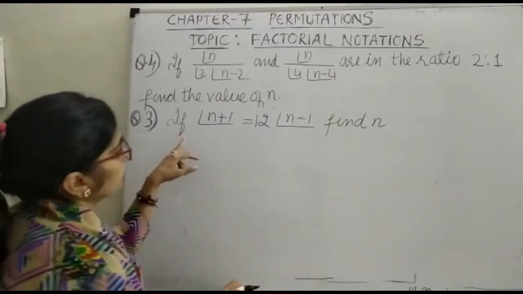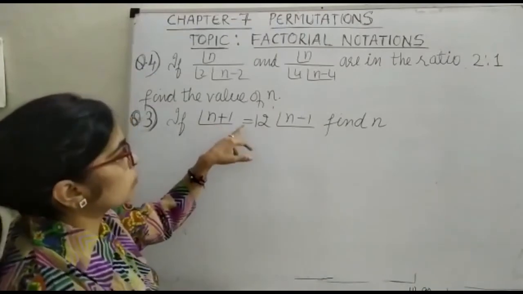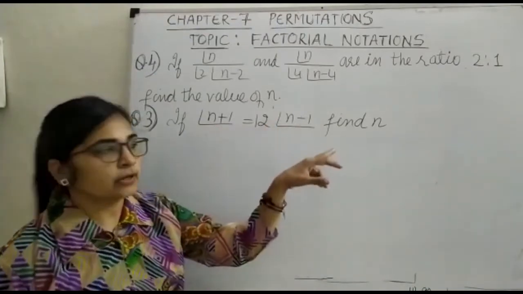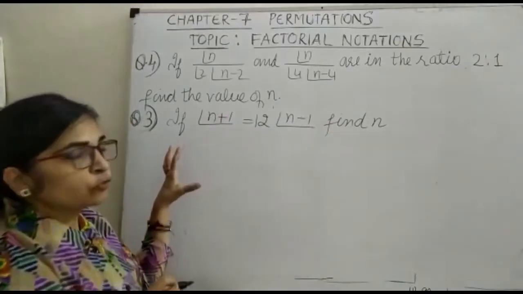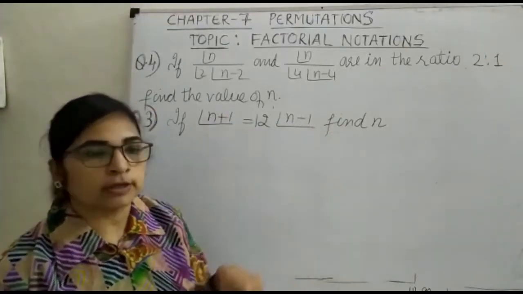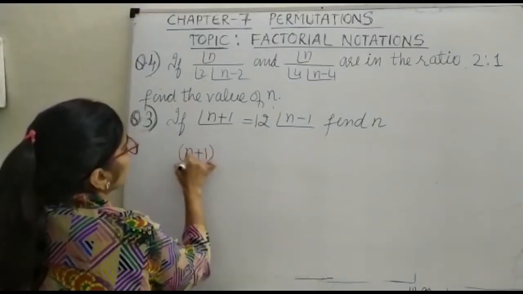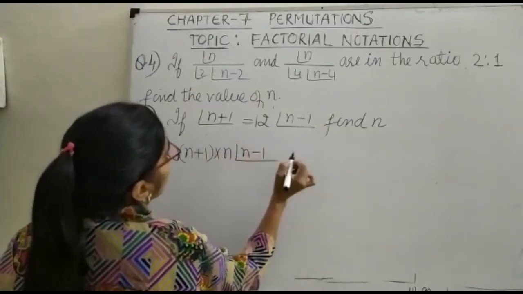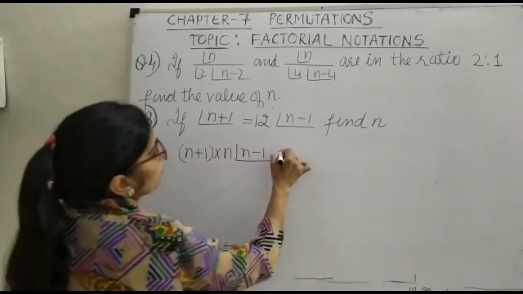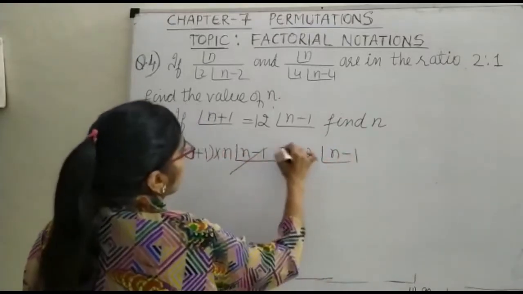Your question number 3, you can see here if n plus 1 factorial is equal to 12 into n minus 1 factorial, then find the value of n. So this n plus 1 is bigger, so we will reduce n plus 1 factorial. This will be n plus 1 into n into n minus 1 factorial is equal to 12 into n minus 1 factorial. So we can get this cancelled.